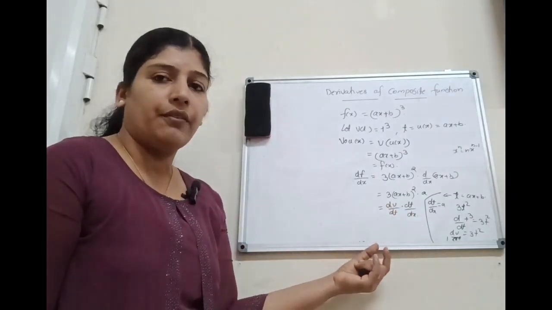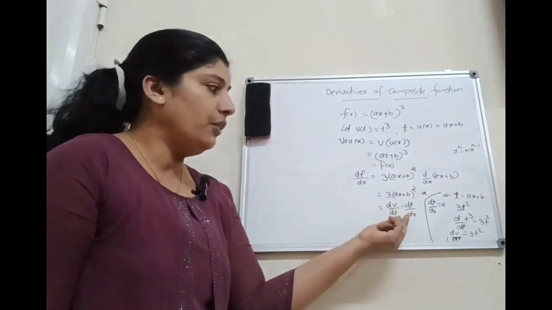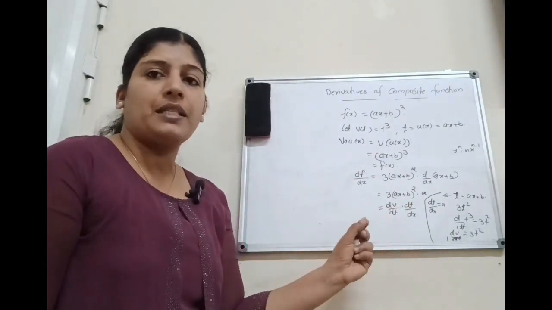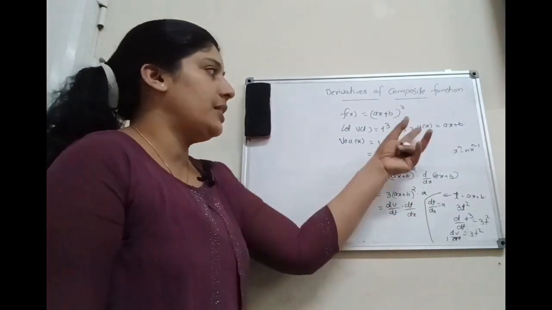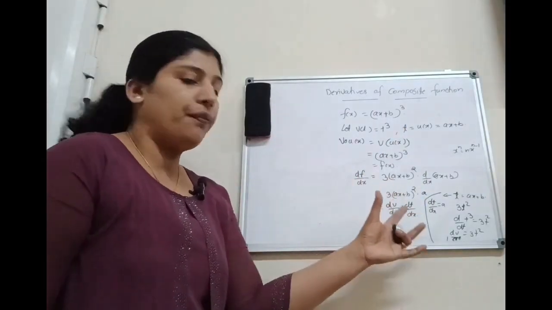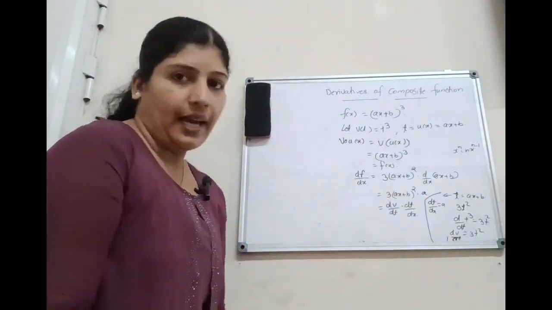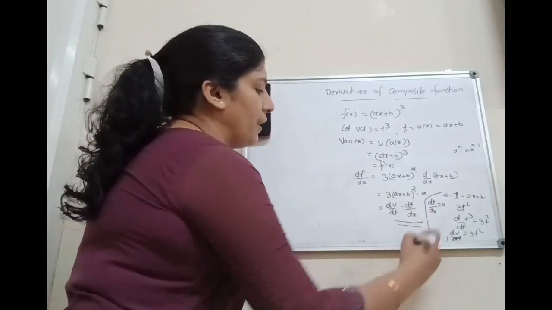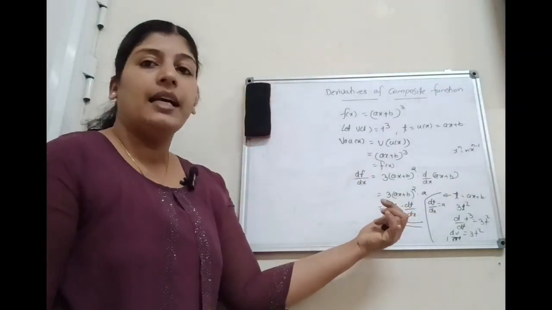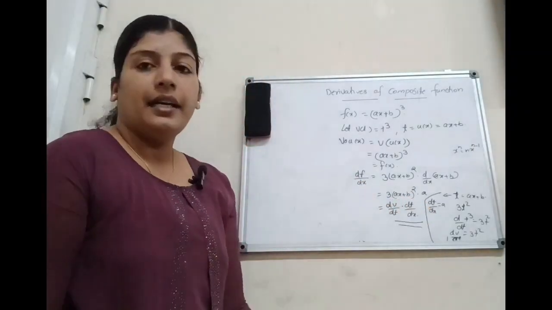Therefore, first we have to find out the derivative of v with respect to t. In the second one, the function t can be expressed as a function of x. That is, t is of the form u of x. Therefore, we have to find out the derivative of t with respect to x. That is, f can be expressed as the composition of two functions. Therefore, df by dx can be expressed as dv by dt into dt by dx.